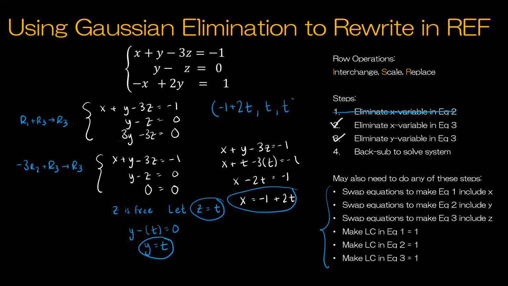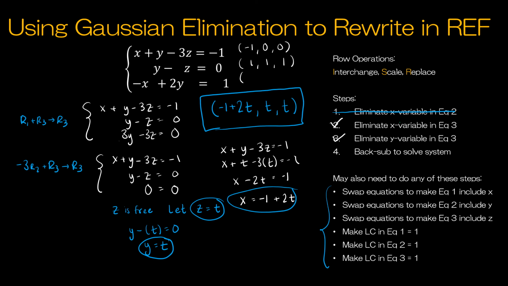Z is t. Which means I've solved this parametrically. To find solutions to the system, I'm simply going to vary t. So if I plugged in, say, t is 0, then that would give me -1 plus 0, which is -1, comma 0, comma 0. So that's one of the points on this solution. Let's let t be 1. -1 plus 2 would give me +1, and then t is 1 and t is 1.